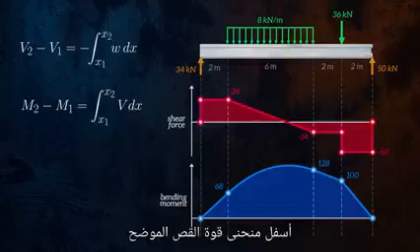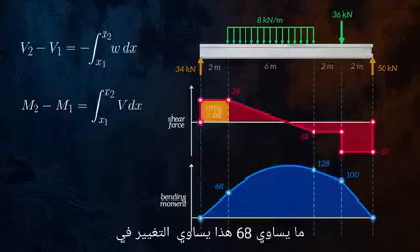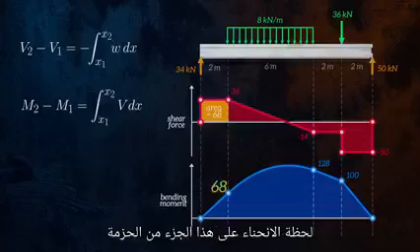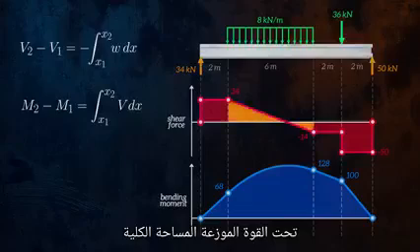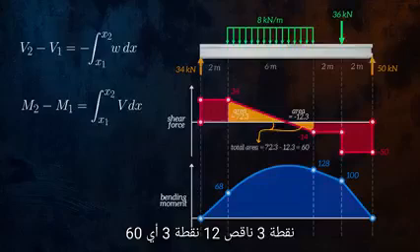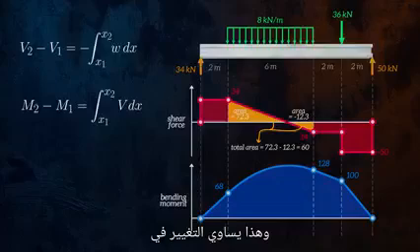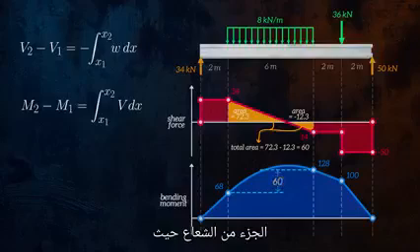The area under the shear force curve, highlighted here, is equal to 34 times 2, which is 68. This is equal to the change in bending moment over this section of the beam. We can also calculate the area under the shear force diagram for the beam section under the distributed force. The total area of this section is equal to 72.3 minus 12.3, which is 60. This is equal to the change in bending moment of 60 kilonewton meters over this section of the beam.